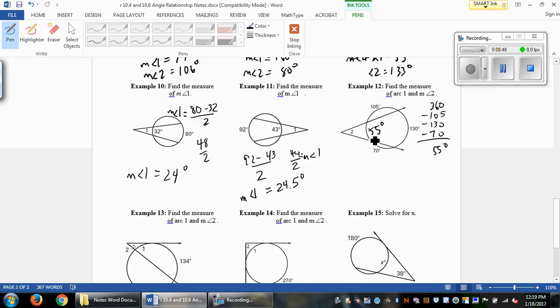And then in order to get the measure of angle 2, we need to subtract our two arcs, the outside and the inside of the angle. So 130 minus 55 over 2. We end up with 75 over 2, which is 37.5 degrees. So that is the measure of angle 2. And arc 1 we have right here at 55.